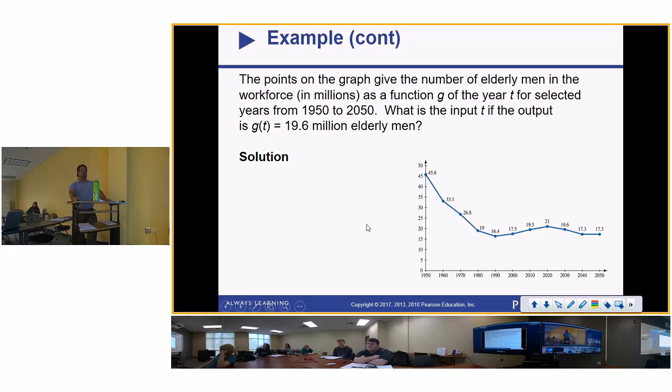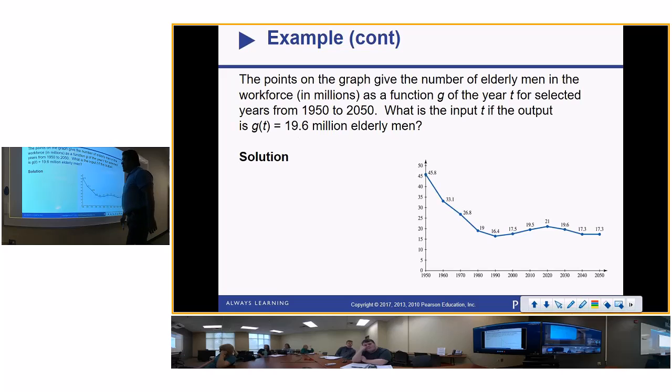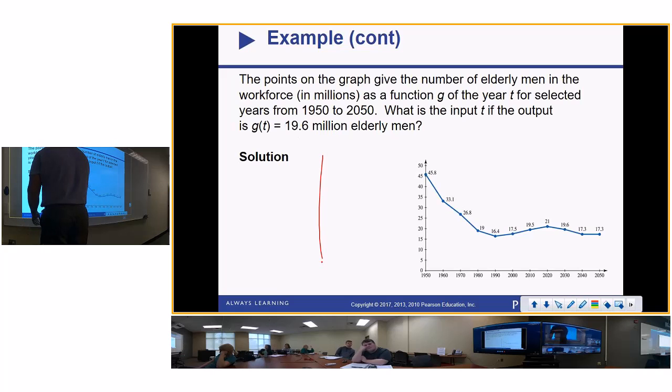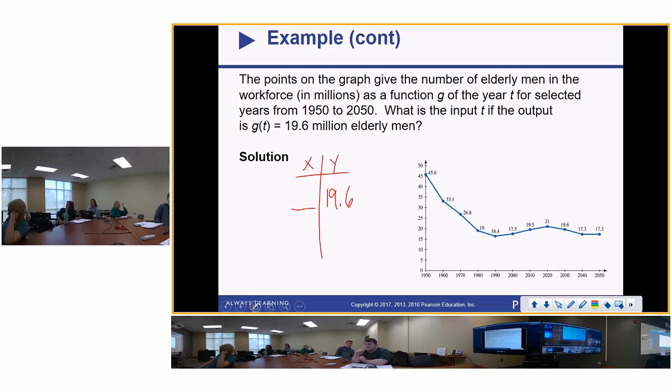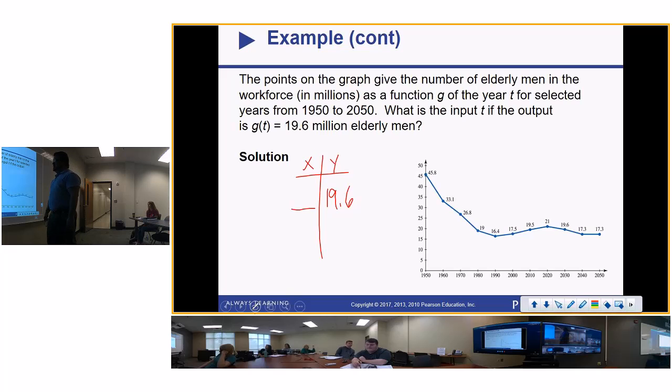All right, what is the input if the output is y? When g of t is equal to 19.6, y is equal to 19.6. So if you're given y is equal to 19.6, let's take it back to pre-algebra. If you're given 19.6 is y, what are you going to find? You're going to find x. So y is equal to 19.6, which is 20.